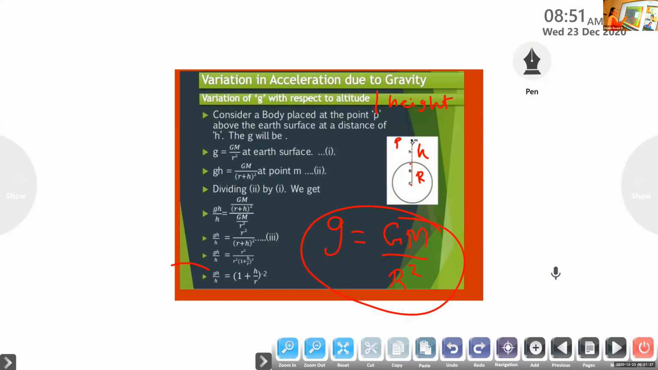Then below that you write, we have acceleration due to gravity, small g, equal to capital G M divided by capital R square. That you write as equation 1. So g is equal to GM by R square.